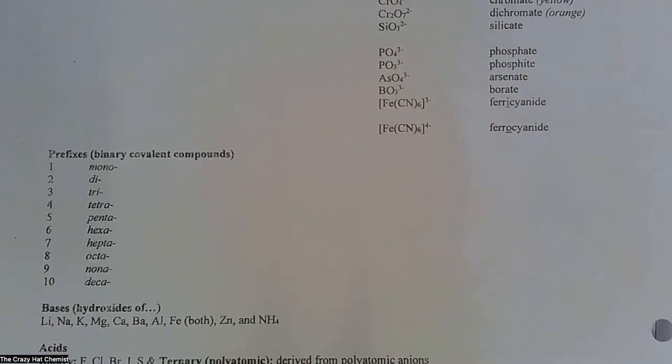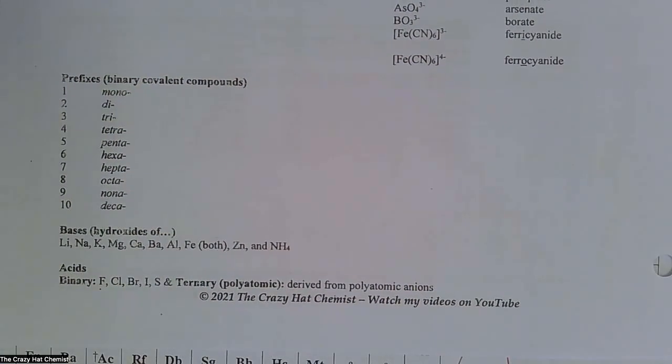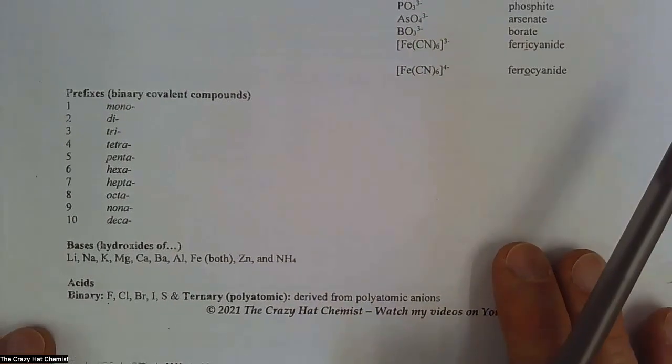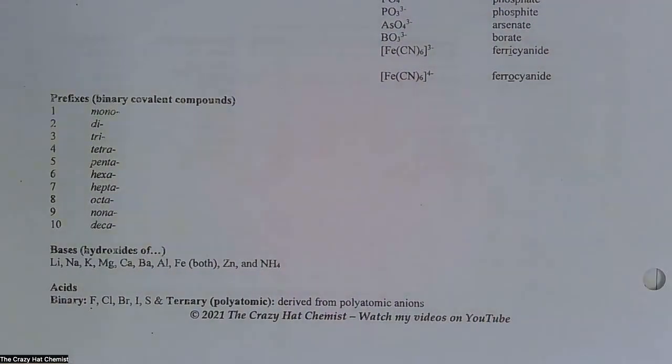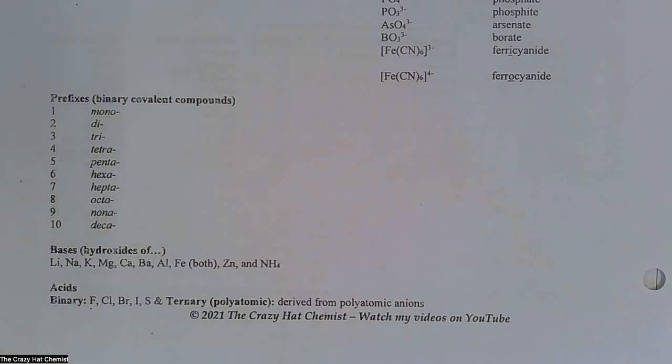And then there are binary covalent compounds. Binary covalent compounds are 2 non-metals together, and that includes prefix naming here. We have acids, we have bases, and some nomenclature for that as well.